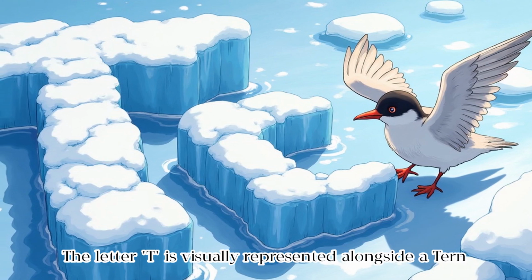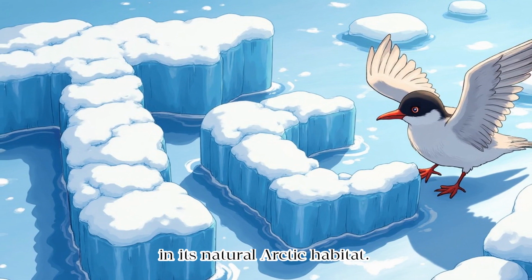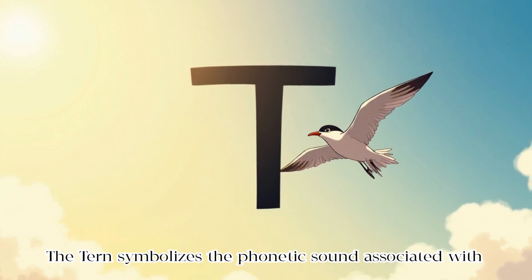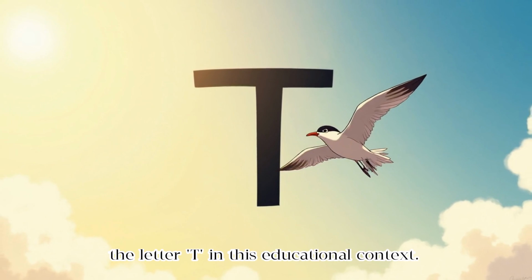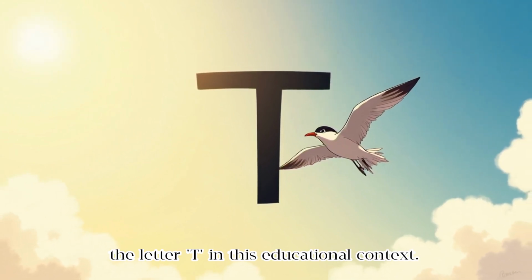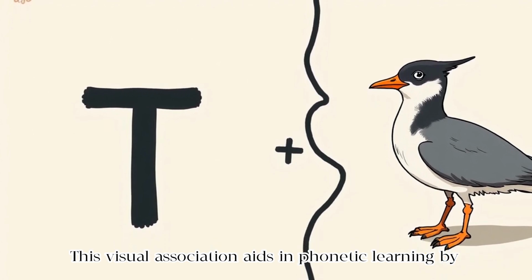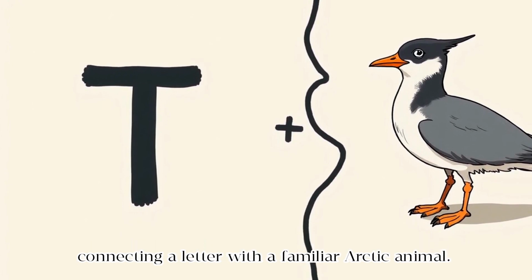The letter T is visually represented alongside a tern in its natural Arctic habitat. The tern symbolizes the phonetic sound associated with the letter T in this educational context. This visual association aids in phonetic learning by connecting a letter with a familiar Arctic animal.